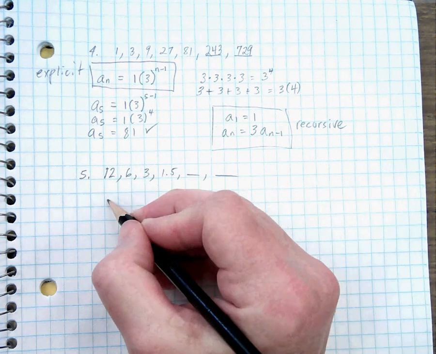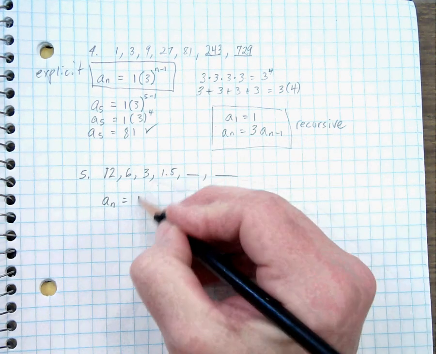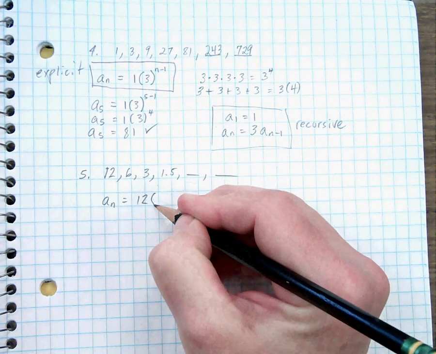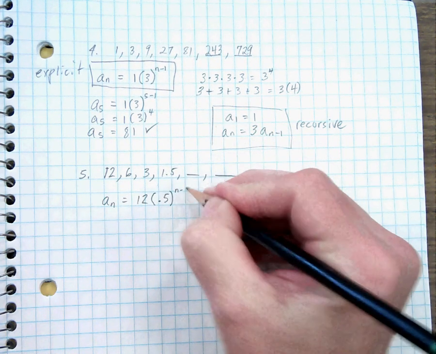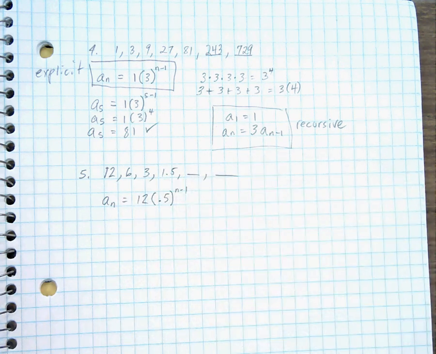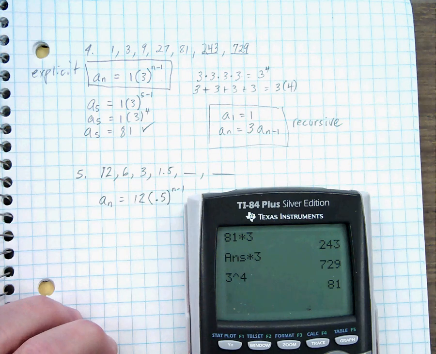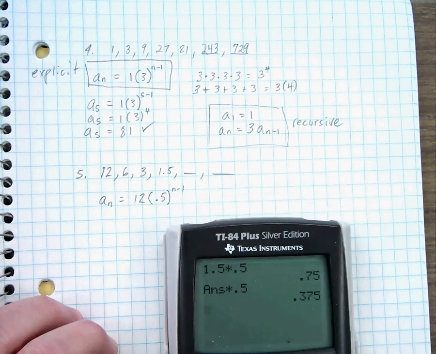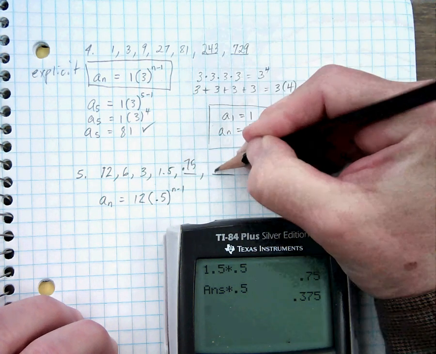So I could write the explicit rule as 12, because that's the starting number, times 0.5 raised to the n minus 1. Now let me go ahead and find those two missing terms also. So I need to put in 1.5 times 0.5, so that's 0.75, and then multiply that by 0.5, and I get 0.375. This is 0.75, and this is 0.375.